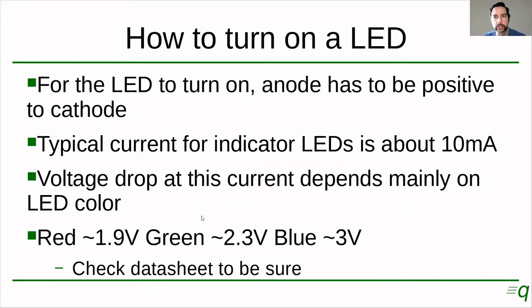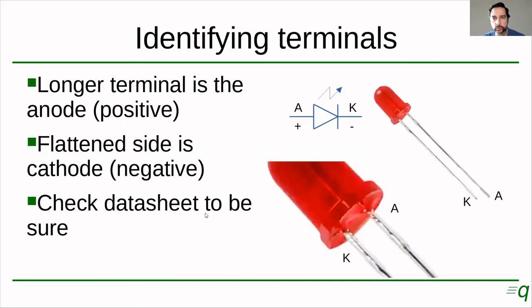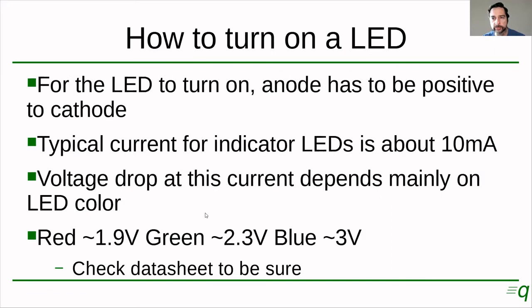So how do we turn on an LED? Like we said, the anode has to be connected to positive and the cathode to negative. The typical current for an indicator LED, which is the little red LEDs like this one here, is about 10 milliamps. If you have an LED that's actually a lamp used for lighting, for replacing a light bulb, the current is going to be much higher. But a little indicator LED typically lights up at 10 milliamps.